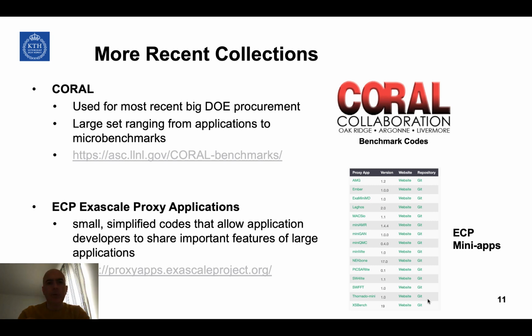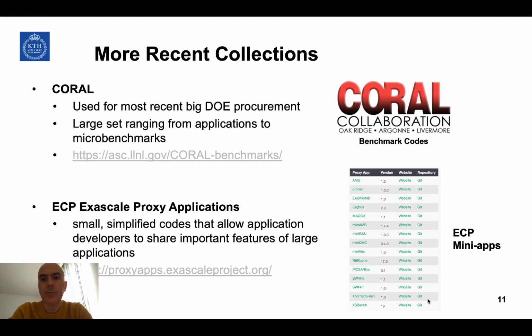So what are people using today? People today are looking at a collection of different benchmarks. But the benchmarks in this case are not just very simple operations, very simple kernels, but instead they try to be codes that are mimicking larger applications. These are typically called mini apps. One of the first and most important is the CORAL collection, used for the most recent big DOE procurement. DOE is the American Department of Energy that is responsible for buying large supercomputers.